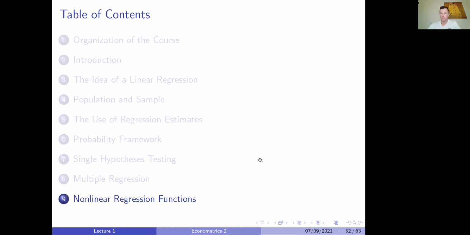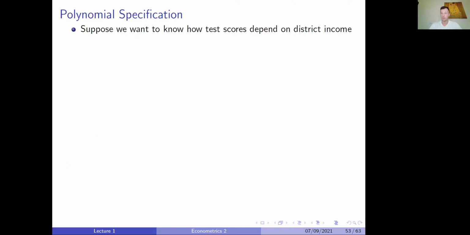So the last part of this lecture is devoted to the nonlinear regression functions. Before that, we spoke about the linear relationship between x and y. Now, let's see the example. Assume that we want to know how test scores depend on district income.